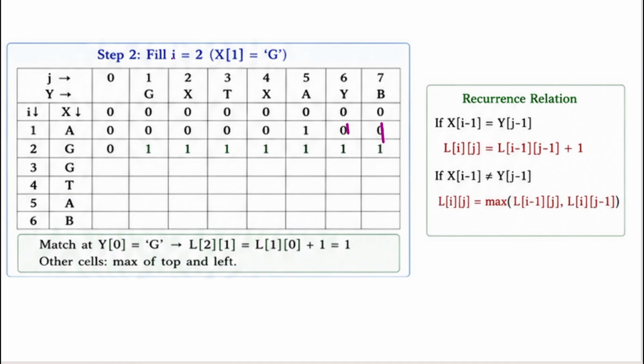Then here x2 is g. Here y1 is g. Then next, in the second row, we match this second character of x. Compare this second character of x with all the characters in y. So here the value is j, right? So initially fill here also 0.